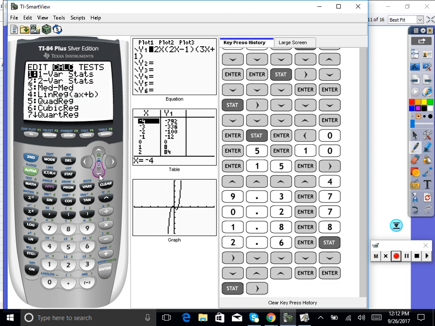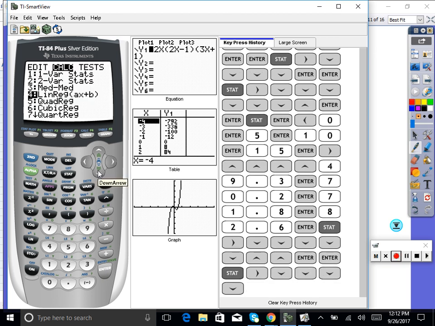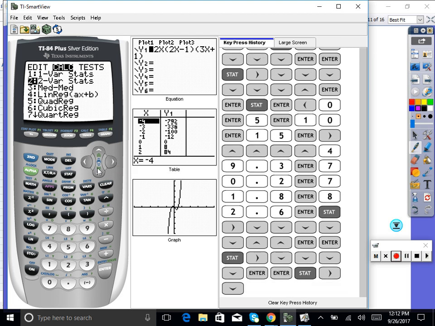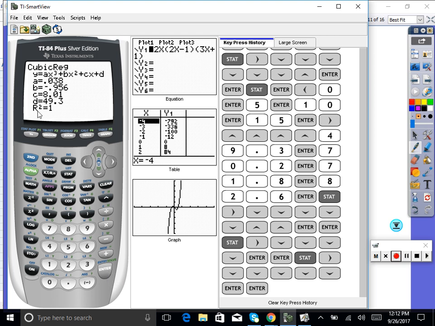Stat calculate, let's try quadratic. Still not the best. 0.93. Still not very good, really. Calculate. In the real world, you probably wouldn't use anything under 0.99, just saying. And then, because you want to be pretty accurate. Cubic. Perfect fit. R squared is 1.